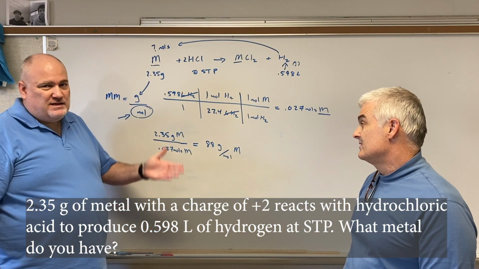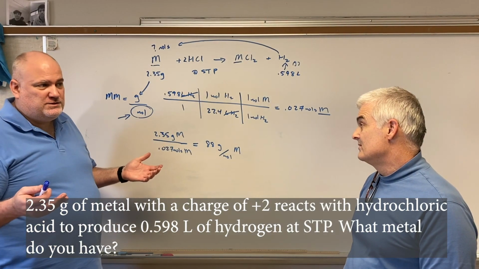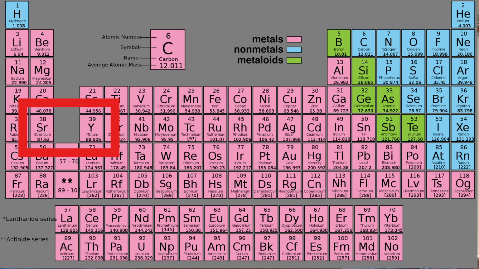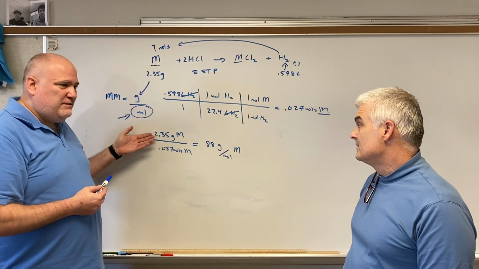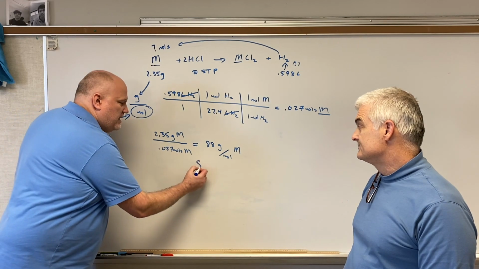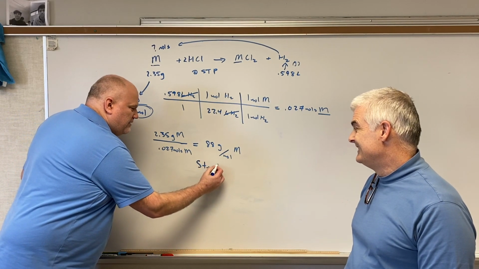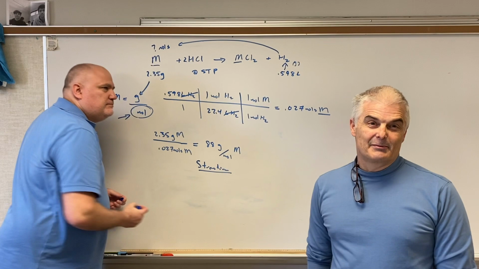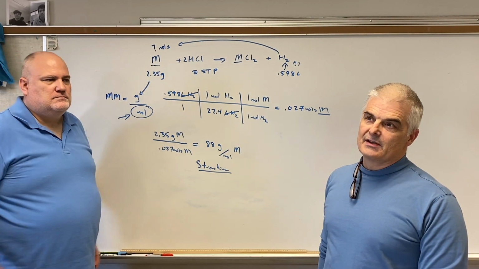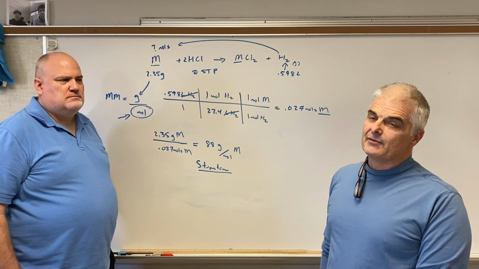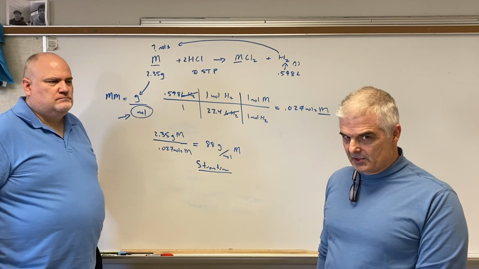Because it's +2, and we don't know what yttrium's charge is, but we know that strontium is +2 when we take a look at the periodic table, therefore this is likely to be strontium. Yeah, it's Sr, which has a molar mass of 88-ish. So sometimes when you get these types of problems, the numbers won't perfectly work out, but if you know the charge, that's one more piece of information to get it done.